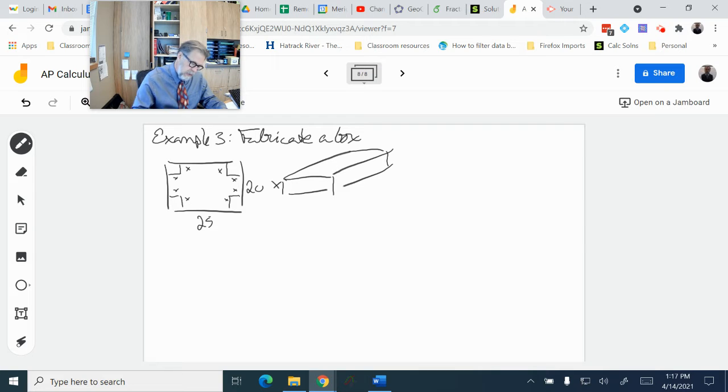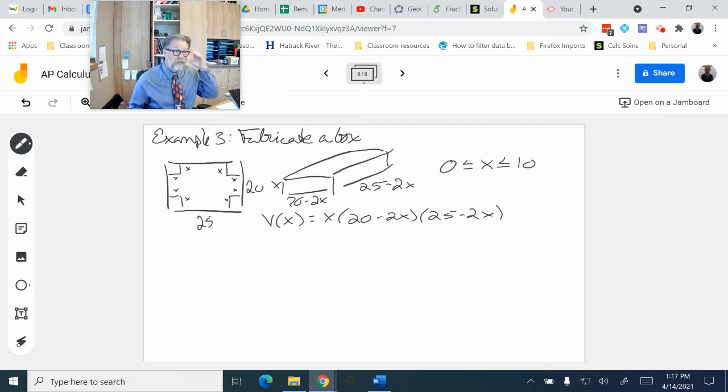We know that when we make this box, the height is going to be x, the width is going to be 20 minus 2x, and the length is going to be 25 minus 2x, which means that the volume of this box is x times 20 minus 2x times 25 minus 2x. And we can also specify that the domain of x has to be between 0 and 10. We can't cut out less than 0. We can't cut out more than 10 because we run out of space in the box here.